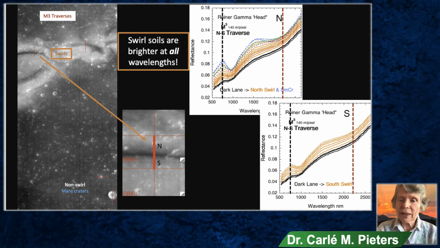The second thing is that there's a small crater in the northern part, but it only comes to the background soil of the swirl. Next slide, please.